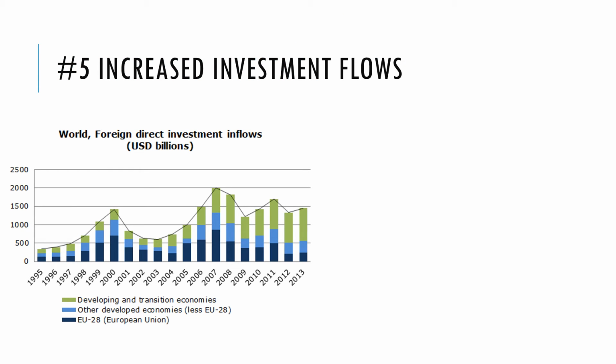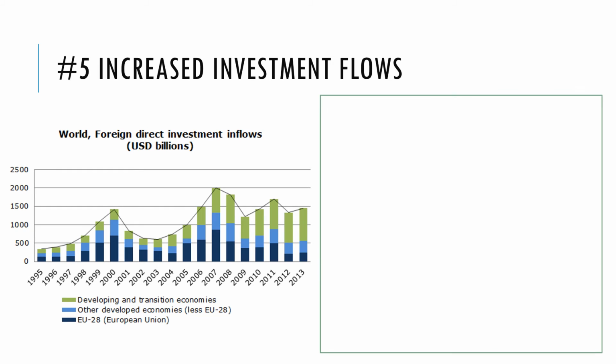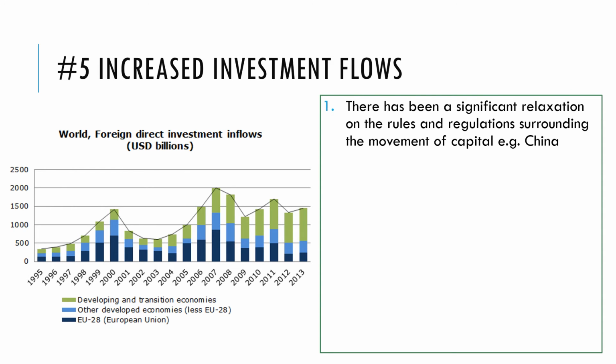Okay, number 5 is increased investment flows. So around the world, a number of countries have made it easier for people and businesses to move money in and out of their countries. If we look at China as an example again, if you go back 30, 40 years, it's actually quite difficult to move money into China if you wanted to expand your business. And if you made a profit, quite difficult to move the money back out. Now, more recently, they've made it a lot easier to move large amounts of money in and out of China.